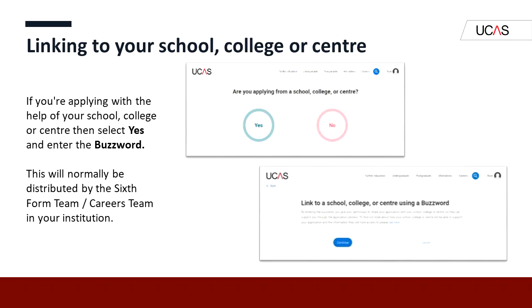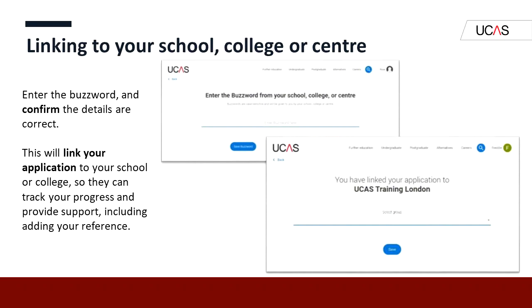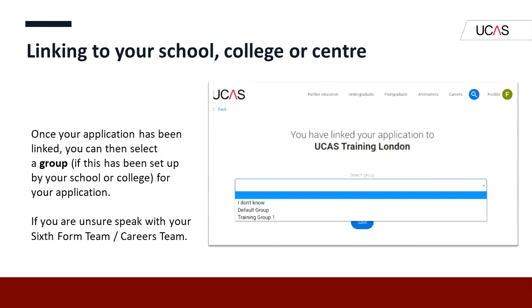But if you are applying through a school or college, this buzzword will normally be distributed by your sixth form team, careers team, UCAS lead. It does vary from institution to institution. So you enter the buzzword and just check that the details are correct, and that will link your application to your school, college or provider so they can track your progress with the application, but also they can provide you with support, including crucially adding in your reference.